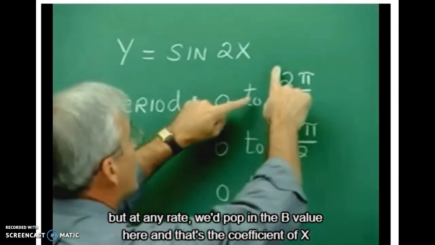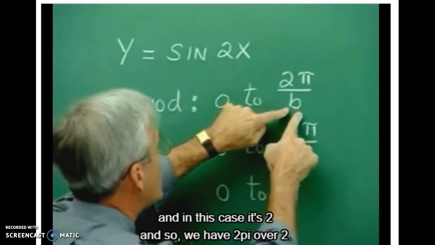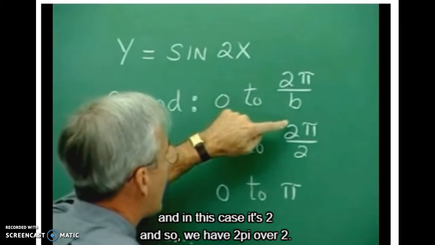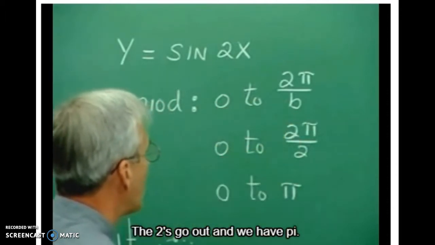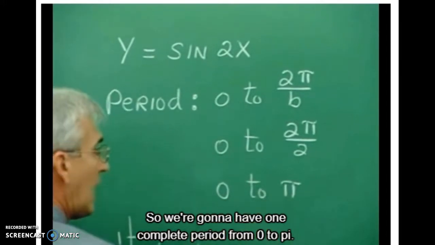But at any rate, we pop in the b value here, and that's the coefficient of x. And in this case, it's 2. And so we have 2 pi over 2. The 2's go out, and we have pi. So we're going to have one complete period from 0 to pi.